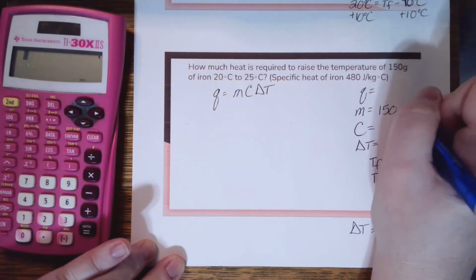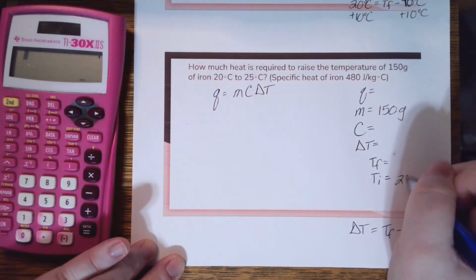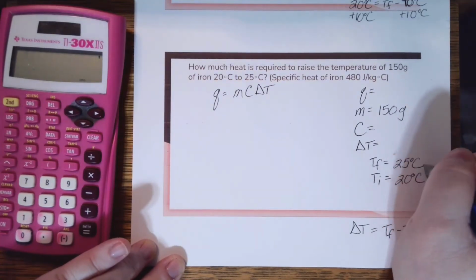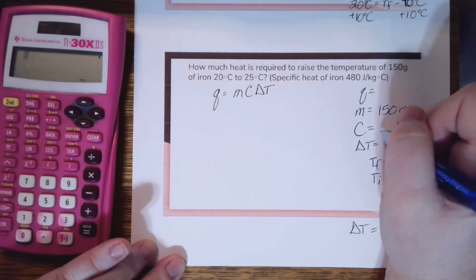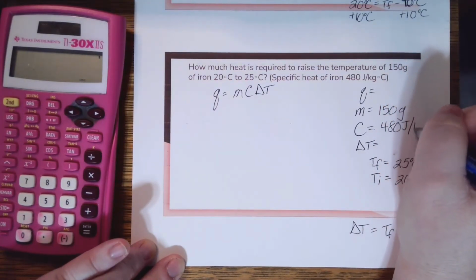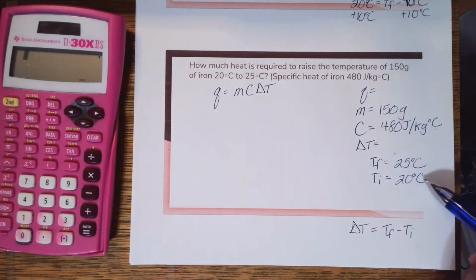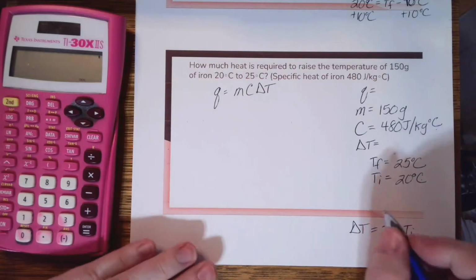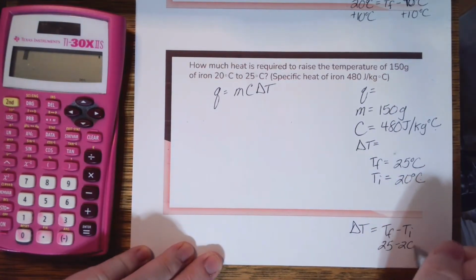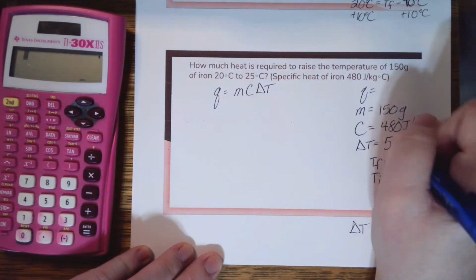Okay, so let's see. 150 grams, from 20 to 25. So 20 is initial, 25 is final, and then I have the specific heat, 480 joules per kilogram degrees Celsius. Okay, so I have degrees Celsius, that's awesome. So let's find delta T really quickly: 25 minus 20, which you should know is 5 degrees Celsius.